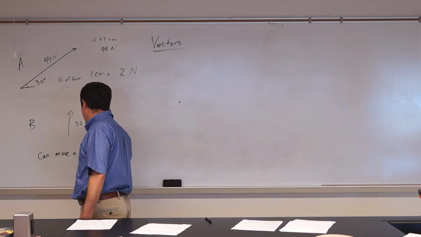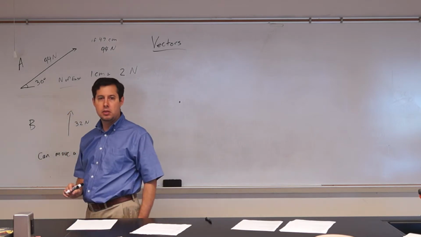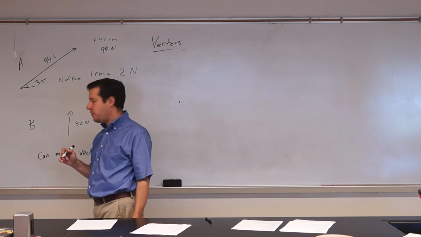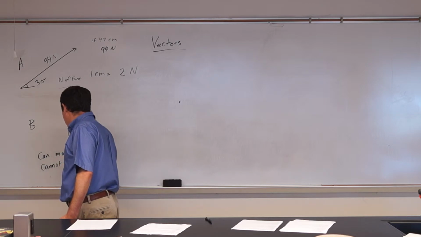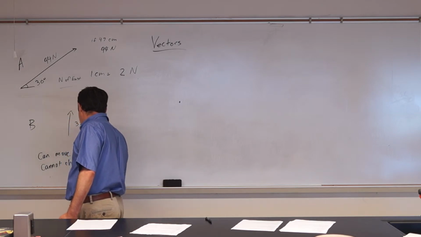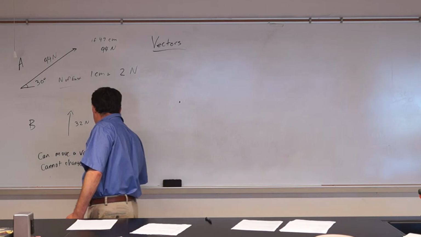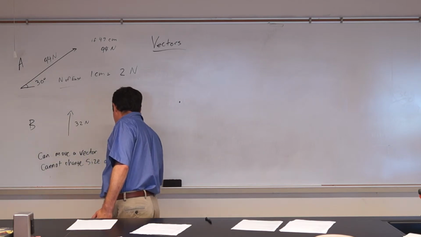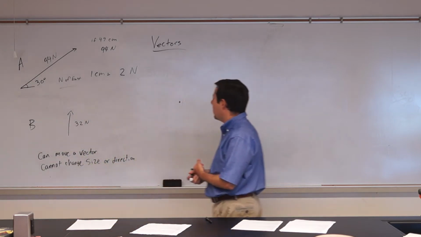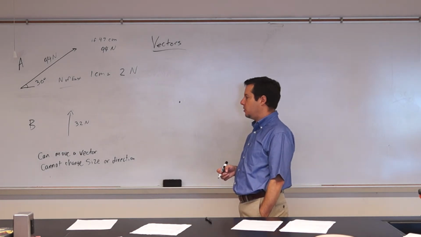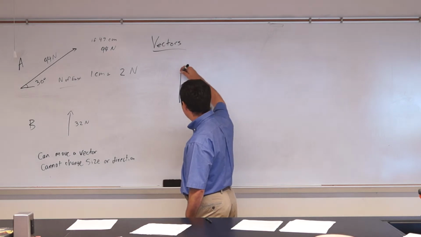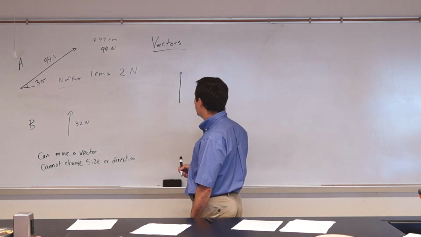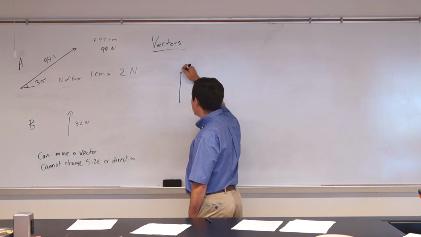You can move a vector wherever you want. You can start it wherever you want. It's the same vector, but you cannot change its size or its direction. So if I want to add vectors A to B, I can use the tip-to-tail method. So if I start here, I can draw vector B like this. And then when vector B ends, I start vector A.